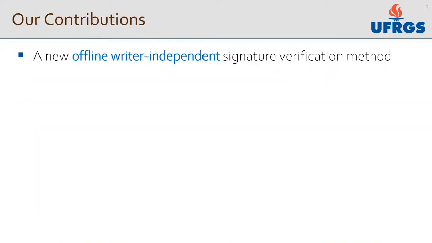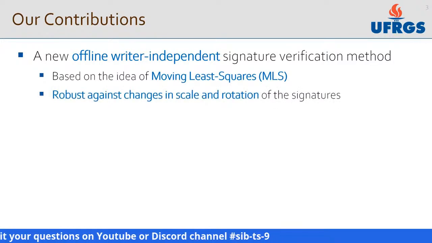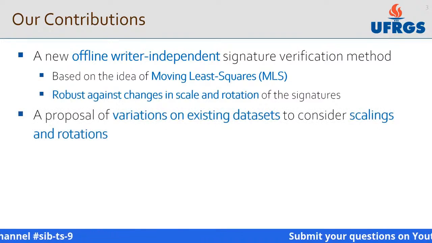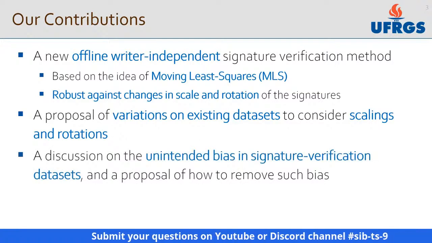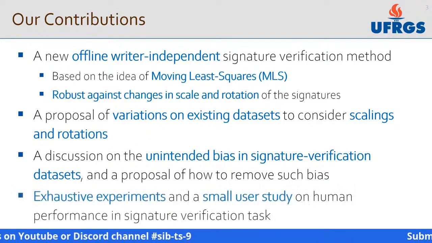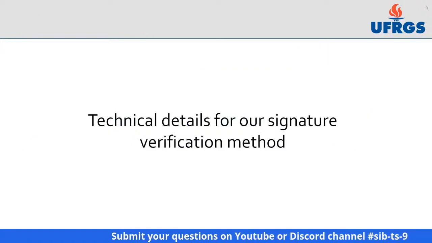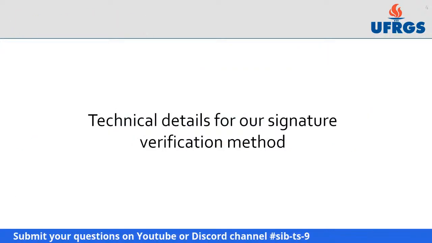Our contributions are a new offline writer-independent signature verification method based on the idea of moving least squares, and robust against changes in scale and rotation of the signatures. Also, a proposal of variations on existing datasets to consider scalings and rotations, and a discussion on the bias in signature datasets with a proposal of how to remove such bias. We also perform several experiments and a small user study on signature verification tasks. Now, we briefly describe technical details of our proposed method. Please see our paper for a more detailed explanation.